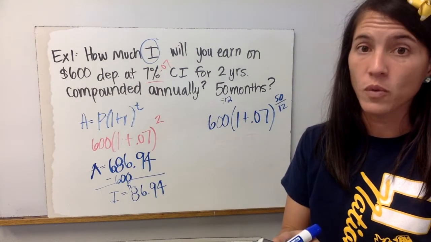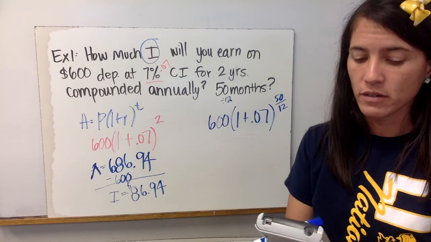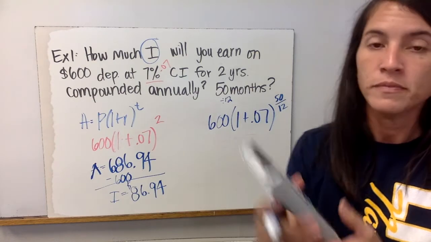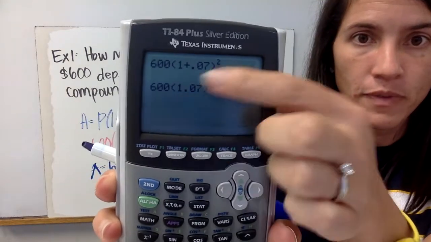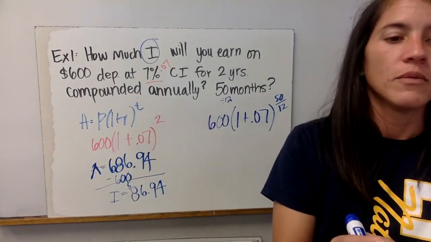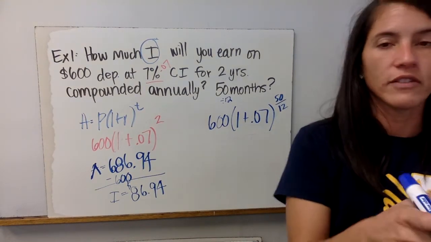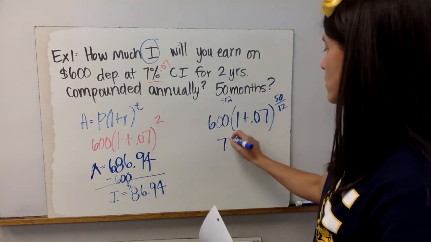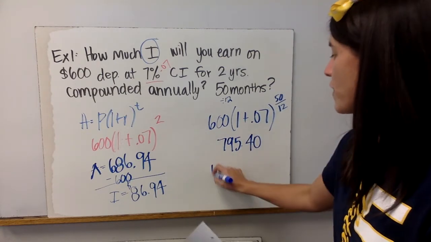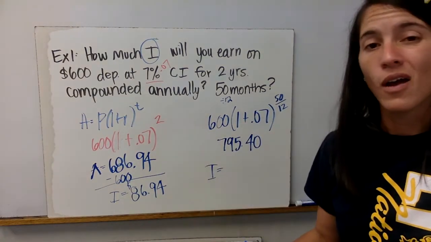600 times 1 plus 0.07. And then 50 divided by 12. And so you can type in 50 divided by 12 as an exponent. And when you do that, you get 795, and you might have to round. $795.40. But the interest, remember, we want the interest.